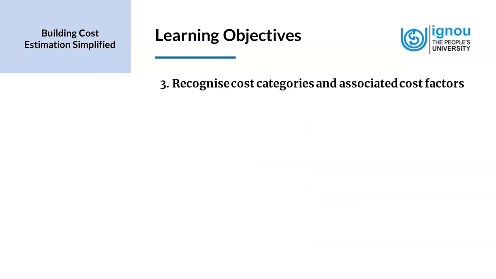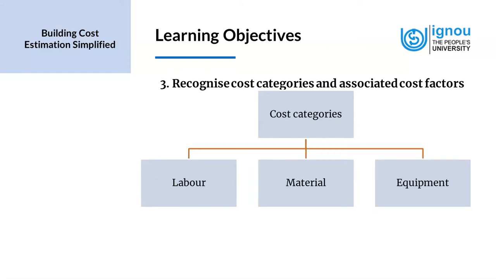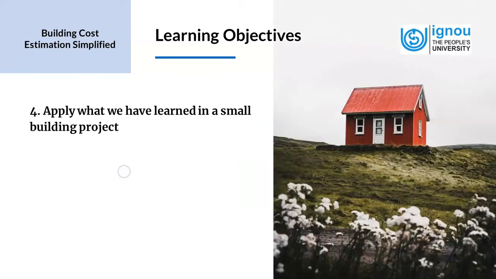Next, we recognize cost categories and associated cost factors. What is a cost category? The cost categories include labor, material, and equipment costs. We will learn in detail about these and also about the cost factors. After gaining the knowledge of cost categories and the basics, we will apply what we have learned in a small building project. Now, this is an example project where we get to apply the theory of our course.